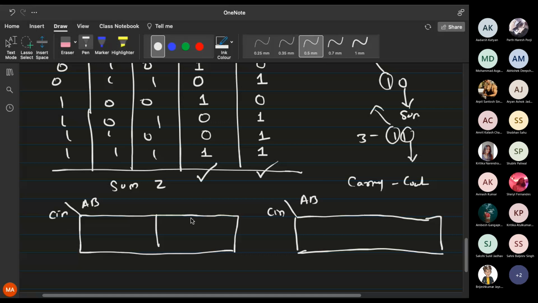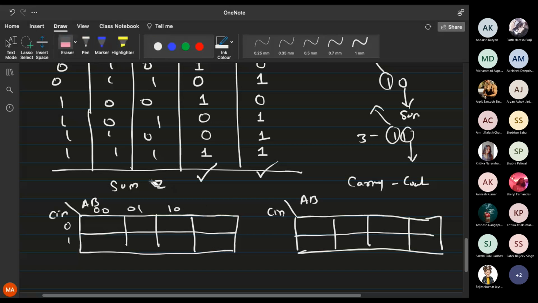Number of test cases by just using this formula, which is 4n plus 1. If you have n number of variables, then what are the different inputs that I'll have? So C in can be either 0 or 1. AB can be 0 0, 0 1, 1 0, and 1 1. नहीं, उल्टा है. 0 1 के बाद क्या आएगा? 1 1 and then 1 0. Similarly over here 0 0, 0 1, 1 1 and 1 0.